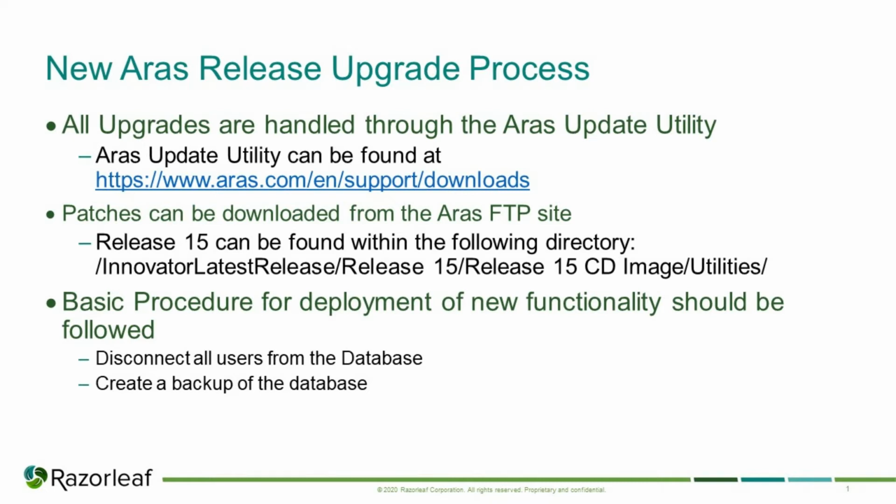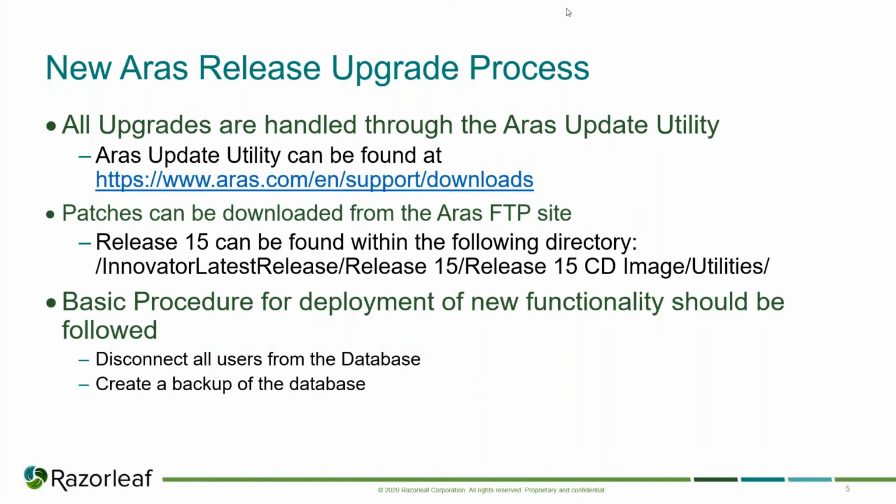All right, thanks, Rodney. I just want to give a quick run through of the information necessary for the update. All upgrades are going to be handled through the Aras update utility, which can be downloaded directly from Aras's website from their support page. You'll also need the new patch, which can be downloaded from the Aras FTP site. Go into Innovator latest release, release 15, go into the 15 CD image, and within the utilities folder, you'll find the 15 patch file.